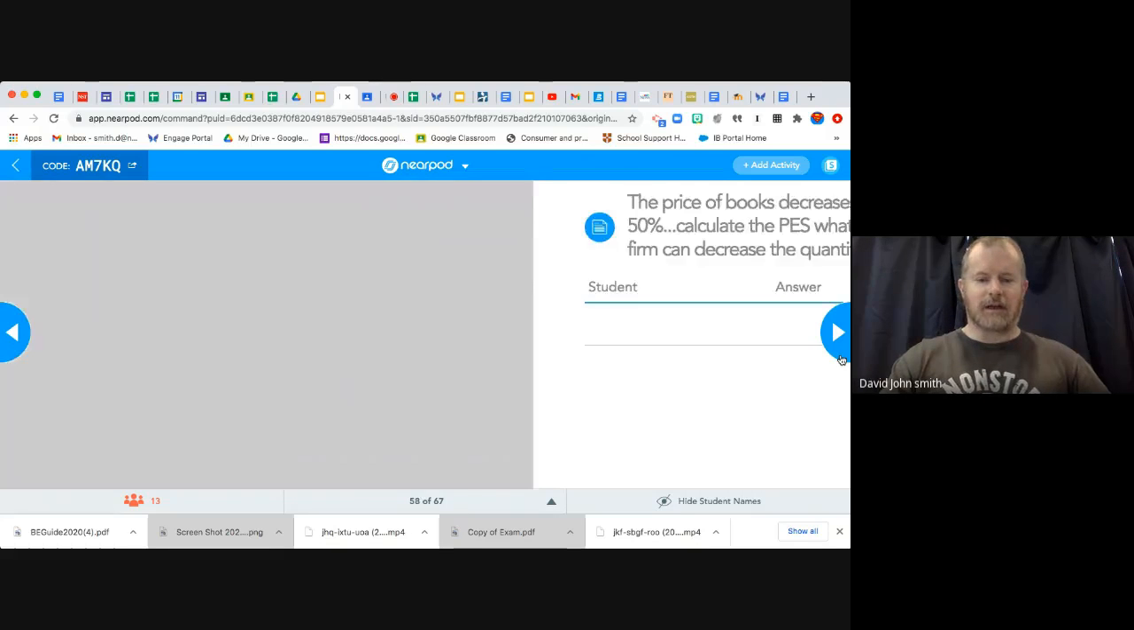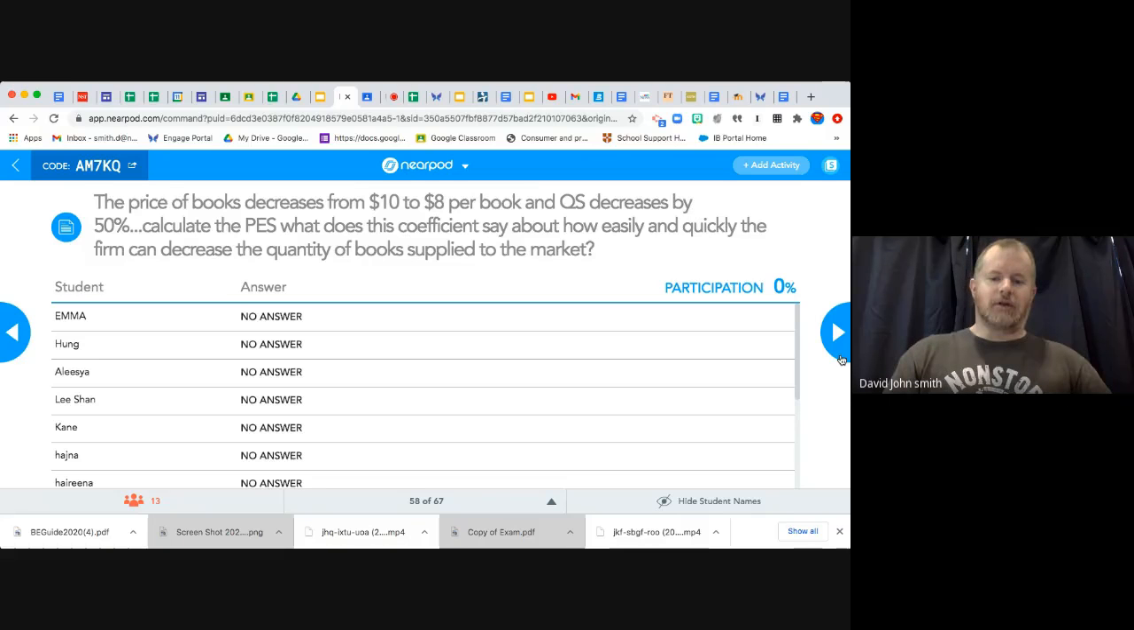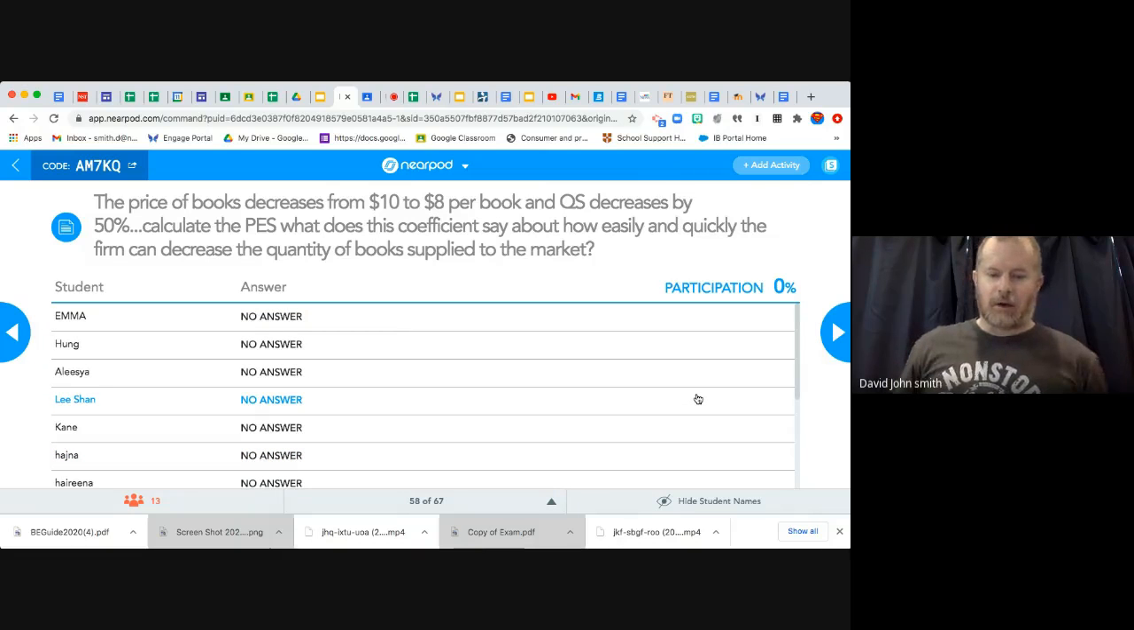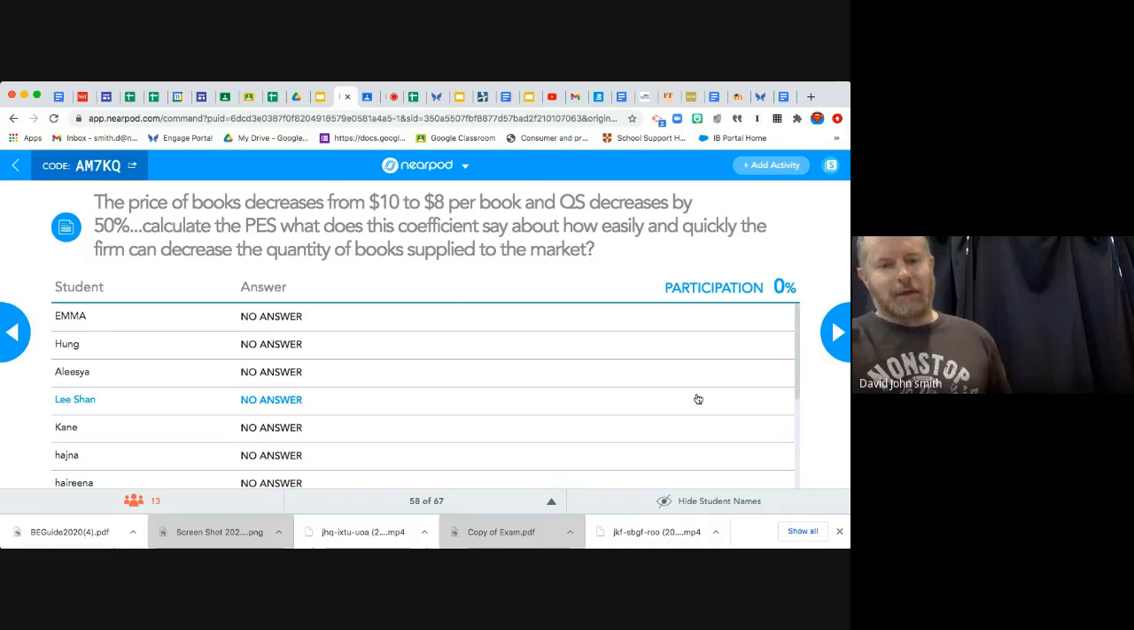I think I've got it in here. Yes, I have. There you go. So the price of the book decreases from $10 to $8 per book. Quantity supplied has decreased by 50%. Work out the PES. What does the coefficient tell us about how easily and quickly the business is going to be able to react with regards to the amount of books supplied? How fast are they going to react? So away you go. You know the formula. Get yourself a calculator. Have a go.